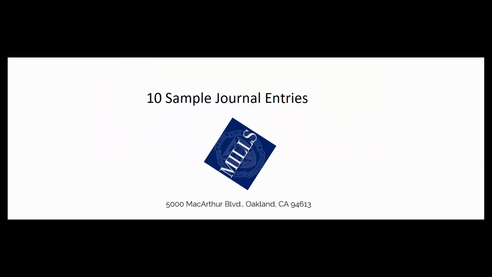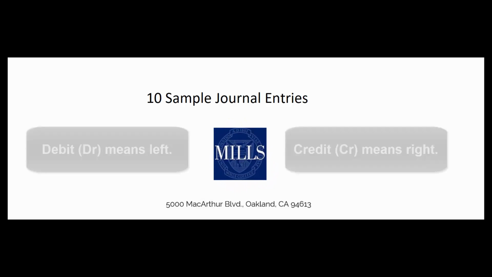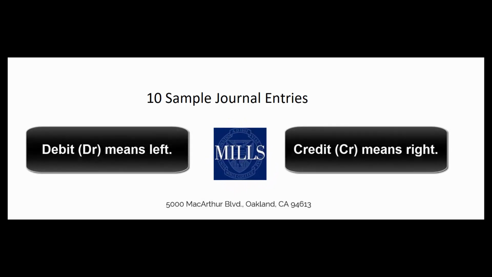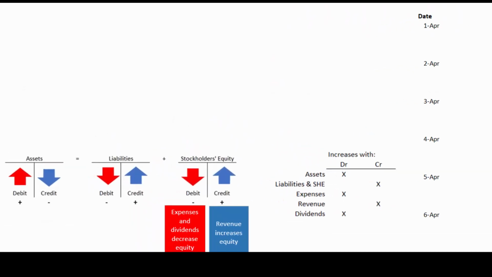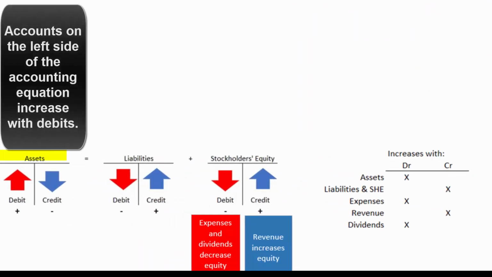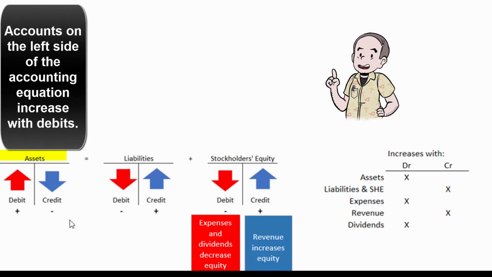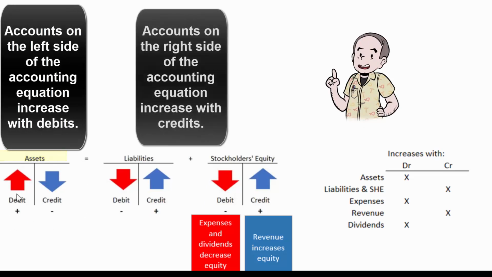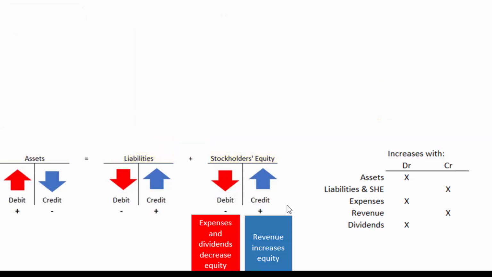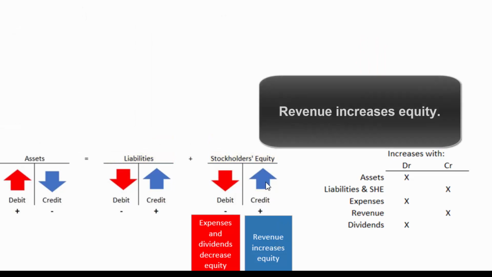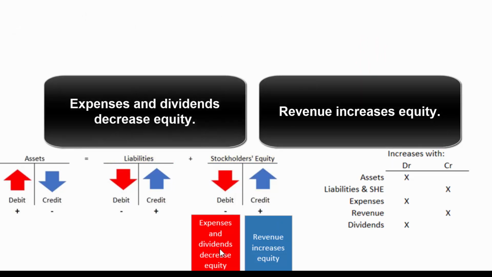Let's practice some journal entries. Remember the most basic rule: all journal entries balance. Debit means left, credit means right. Our other rules are: assets, things on the left-hand side of the accounting equation, increase with debits. Liabilities and shareholders' equity, accounts on the right-hand side of the balance sheet, increase with credits. Revenue increases equity, and expenses and dividends decrease equity.